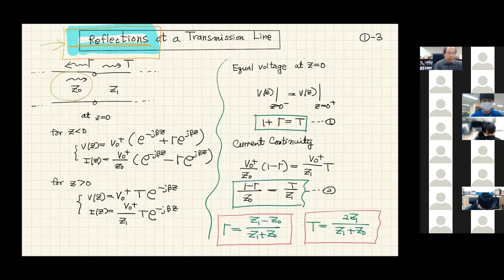A transmission line has a characteristic impedance Z0, and I assume that after a certain physical length, we have a new transmission line with characteristic impedance Z1. Can you see me? Okay, now the internet is coming back. So I assume that I have a transmission line Z0 and a transmission line Z1.